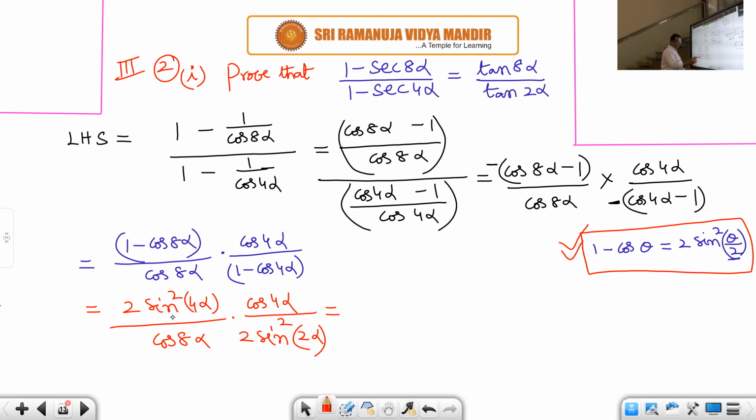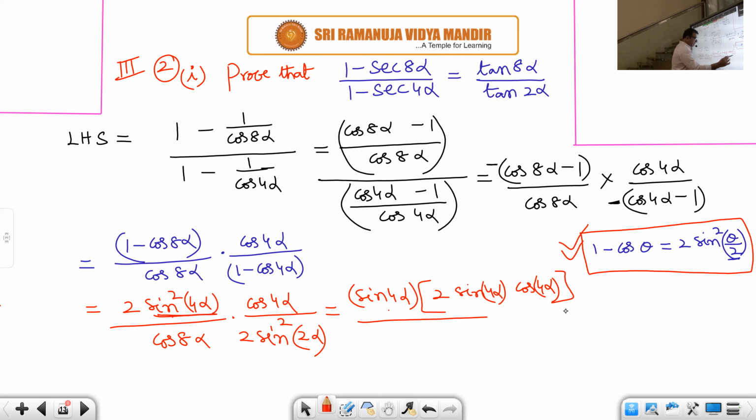Okay, right. Now in the numerator, sin² 4α is there. So 1 sin 4α will go to the left side. Remaining they will combine. Some chemical reaction will take place. 2 sin 4α cos 4α. They will all go into a bracket. Out of sin² 4α, 1 sin 4α I have kept outside. Remaining all I have kept in a bracket: 2 sin 4α cos 4α. Next, denominator 2 sin² 2α cos 8α.